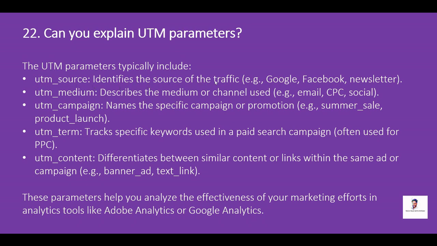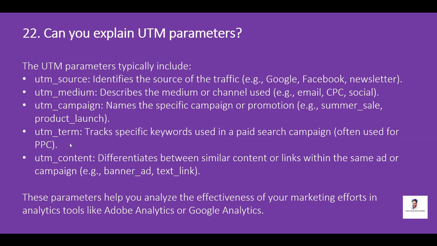UTM source identifies the source of the traffic, for example, Google, Facebook, newsletter, etc. UTM medium describes the medium or channel used, for example, email, CPC, social. UTM campaign names the specific campaign or promotion. For example, I have named my campaign summer sale product launch. That will come as one of the query parameters, and that is how I can identify that this traffic is for that campaign.